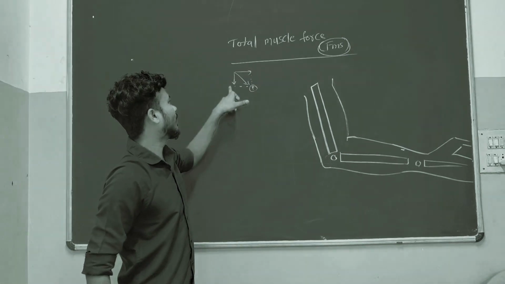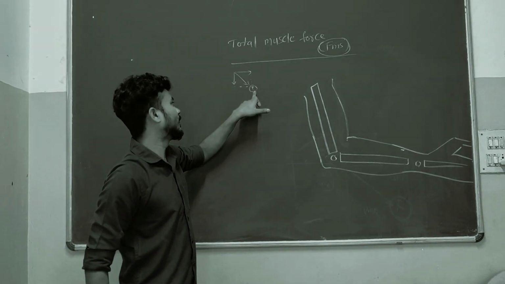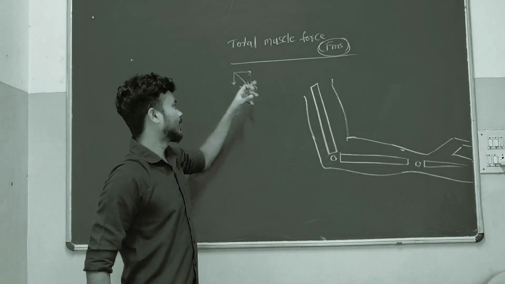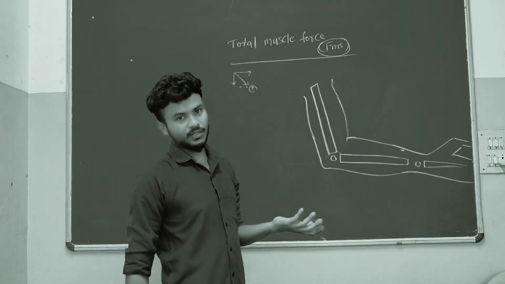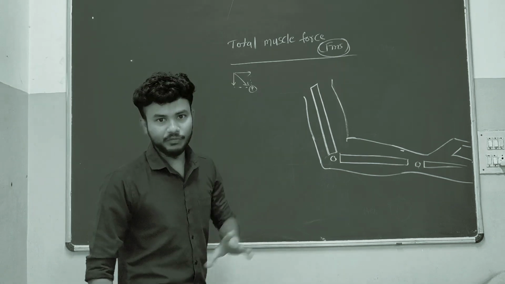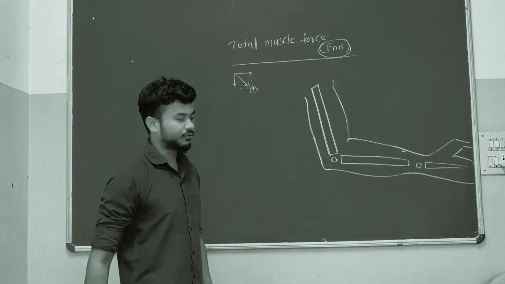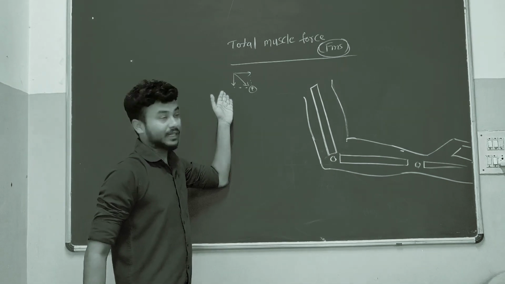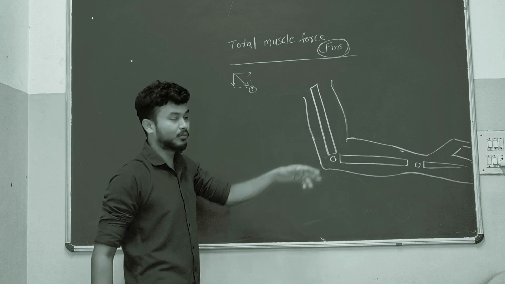Instead of pulling the object in these two directions, if you pull the object from this direction, the action will be very easy. So movement will come. That box or whatever it is will move very freely. That is a concurrent force system. So now we are applying this concept in our body.